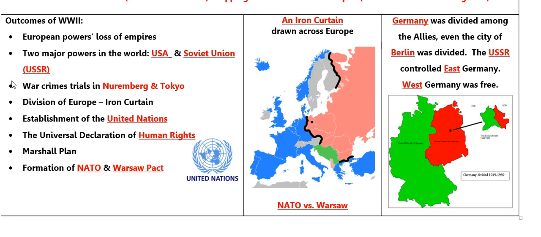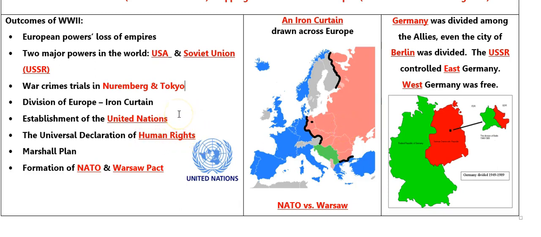The division of Europe, this Iron Curtain is what Winston Churchill calls it. We're going to talk about that more, but you can see the image here. You see this black line here? This is representing the line that is drawn across Europe. It's an invisible line, and the blue is the democratic nations, and the red are the communist nations.